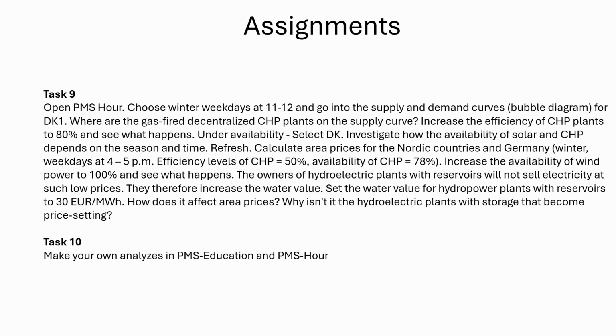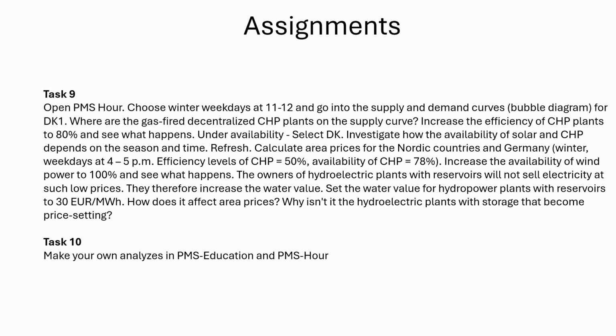In task number 9, you should open PMS hour, and then you should choose winter workday and the hour between 11 and 12, and then go to the supply and demand curves, the bubble diagram for DK1. Where are the gas-fired decentralized CSP plants on the supply curve? Then you should increase the efficiency of the CSP plants to 80% and see what happens.